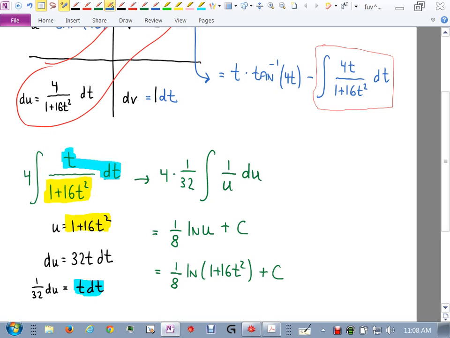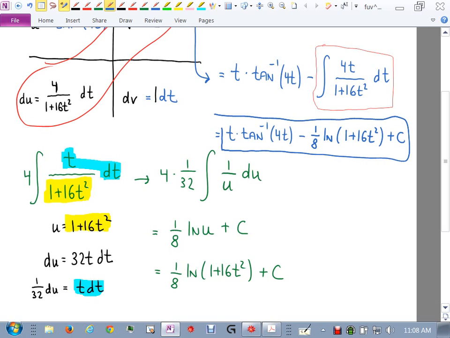So final answer, going back up here, t times arctangent 4t minus what we just got, right? Minus this integral was all this, came out to be this. So minus 1/8 natural log 1 plus 16t squared plus a constant of integration, box it up, and move on. Questions?